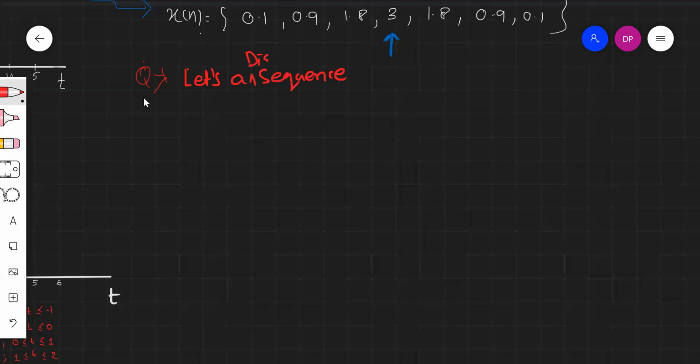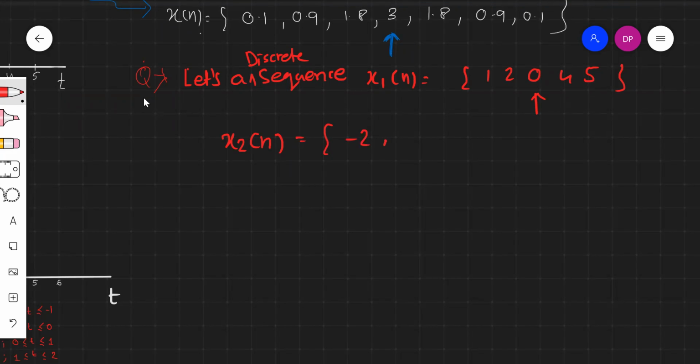Consider a discrete sequence x1 of n, given as 1, 2, 0, 4, 5, with an arrow represented below 0. Let's consider another sequence x2 of n, which is given as, let's say, -2, -3, 2, 1, 4, and the 0th index is given below 2.